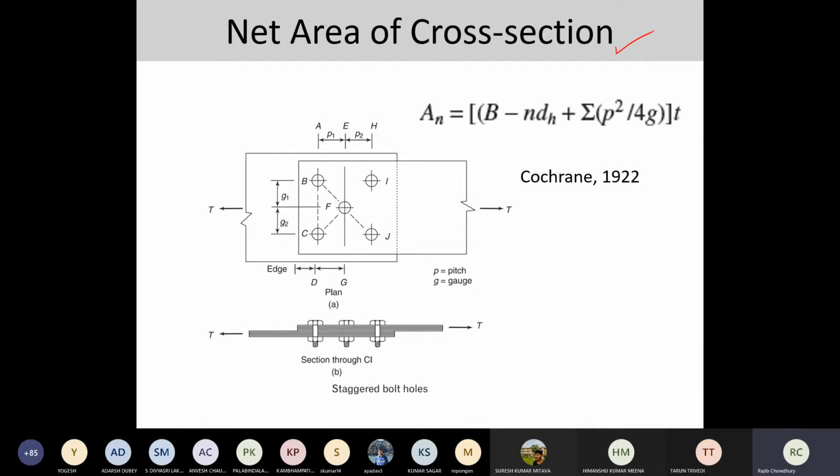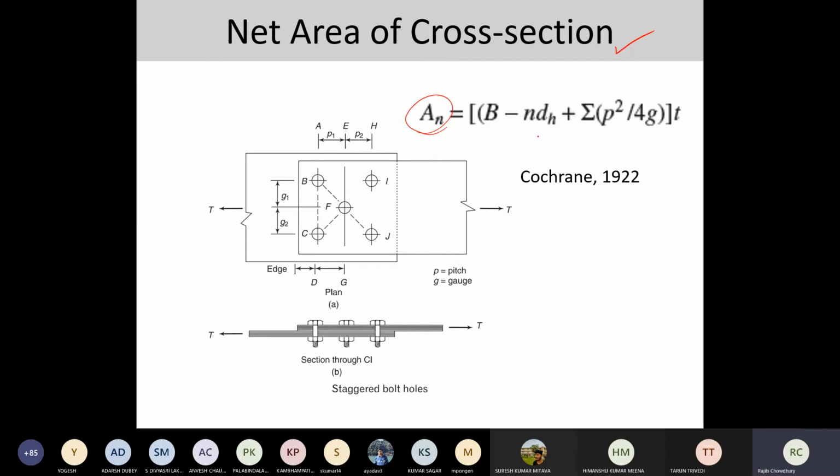Depending on that, you will have different pitches of the bolts and different gauges of the bolts, two bolts in a row or in a column-wise vertical row on the connection itself. So ultimately we can find out how much is the gross and how much is the net cross sectional area.